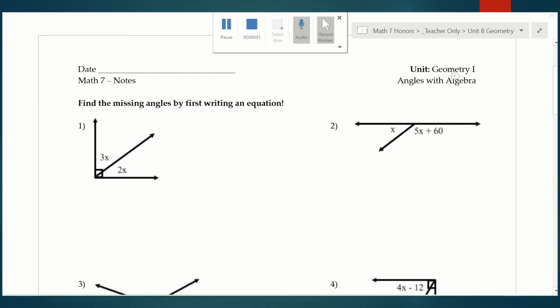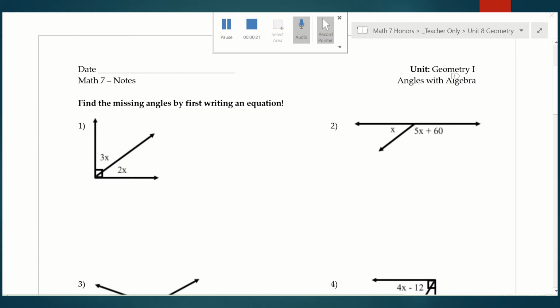Hi, everybody. We are continuing on with our angles today. In the last lesson, we talked about complementary, supplementary, and vertical angles. Today we're going to learn how to find missing angles within those types of diagrams using algebra.